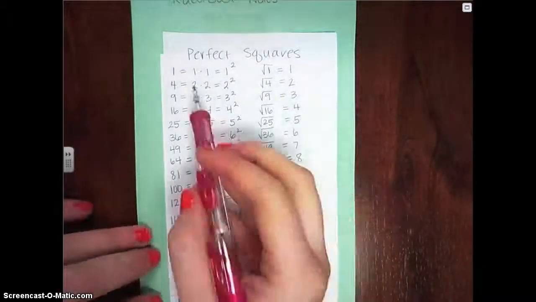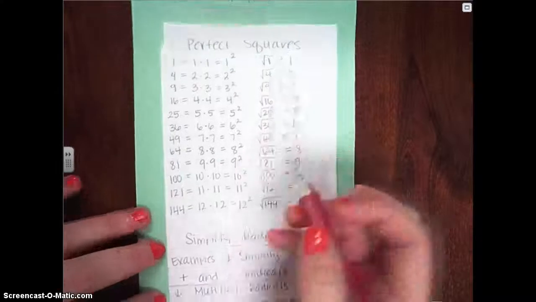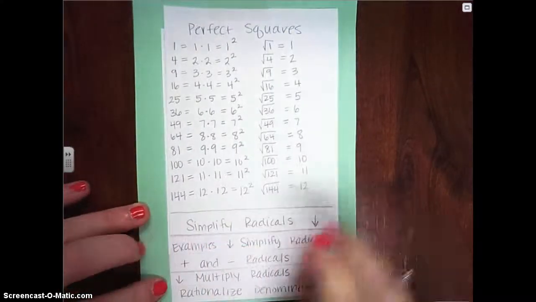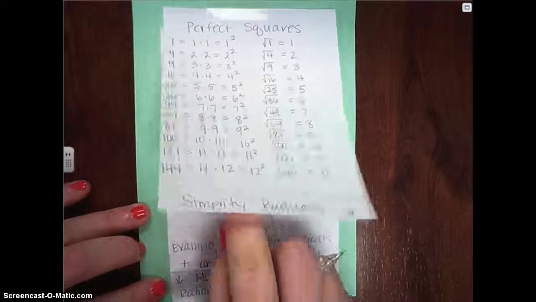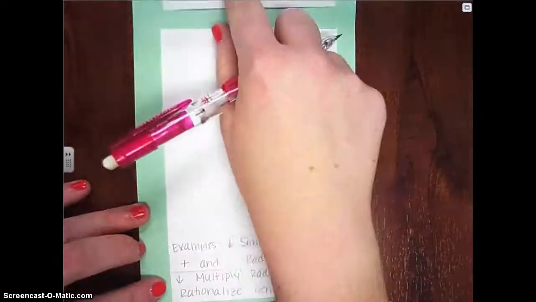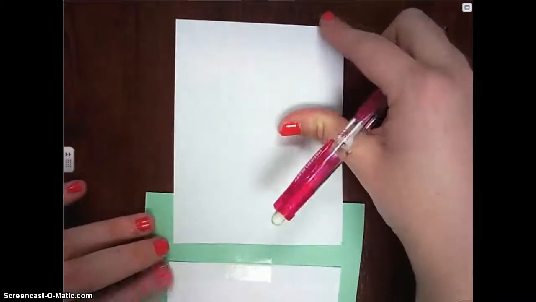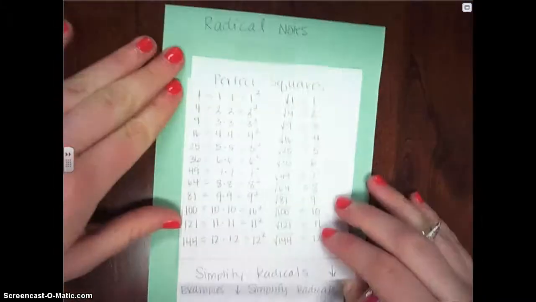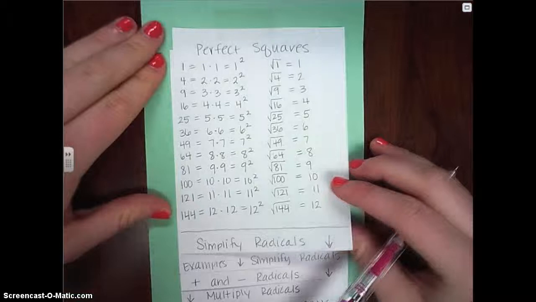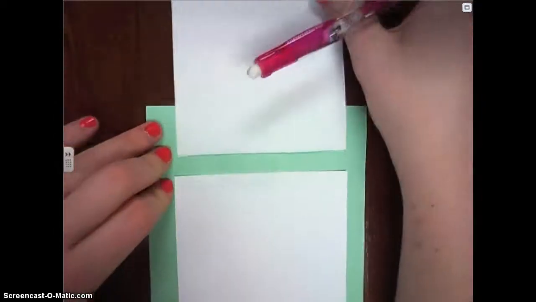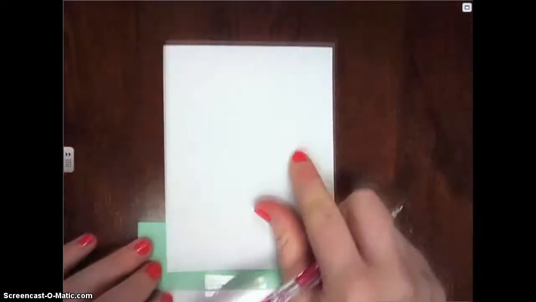Okay, so we're done here with the perfect square note part. So I'm going to actually draw a line here on simplify radicals, and you're going to flip this up, and we're going to write on the back of that paper. Okay, so let me show you again so you're writing in the correct place. Here's the front of the notes. You're going to flip open, and I'm going to write on the back of this part, okay?